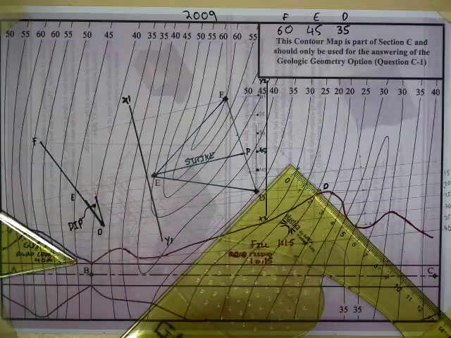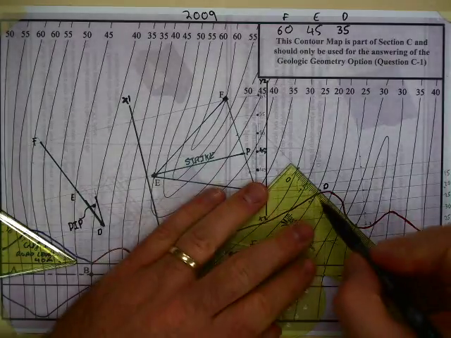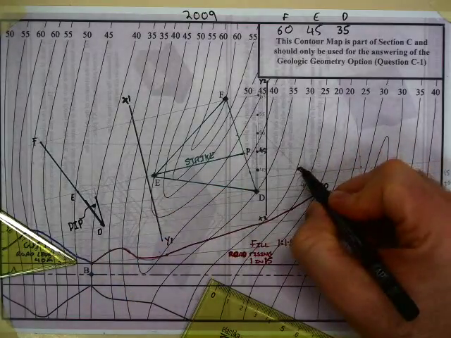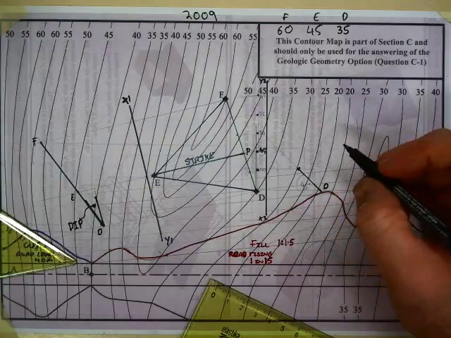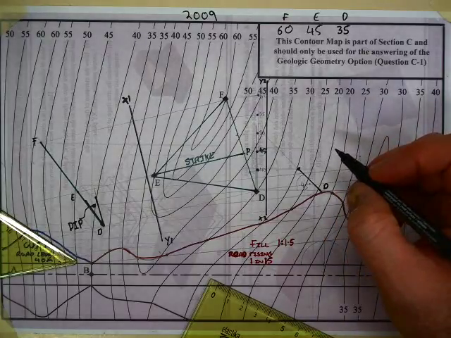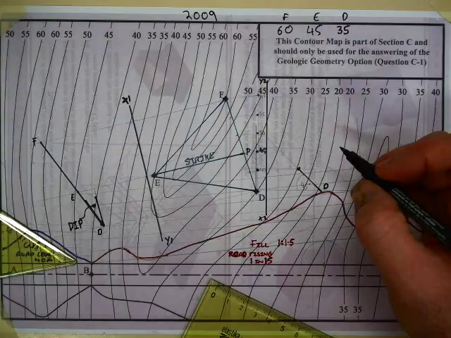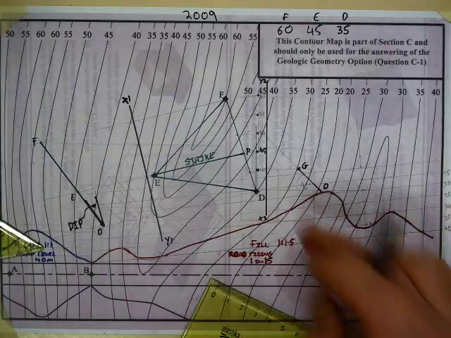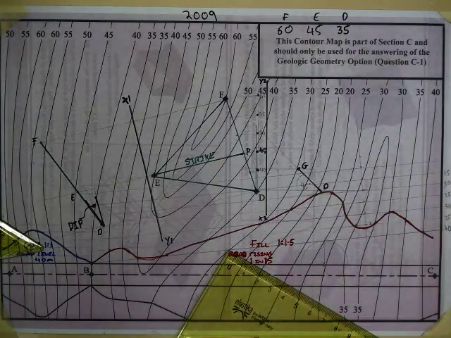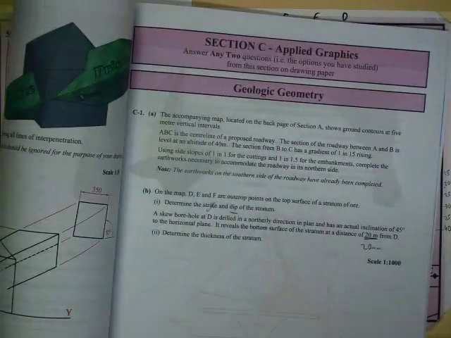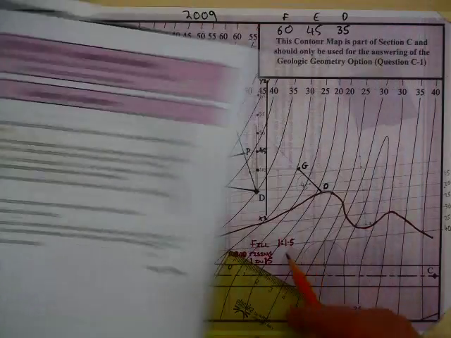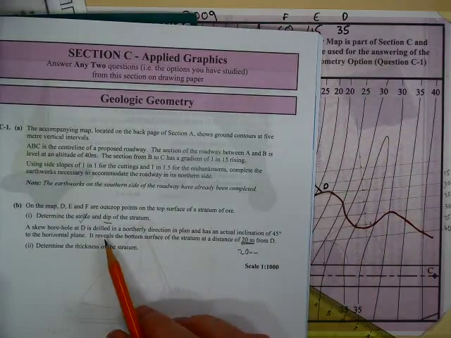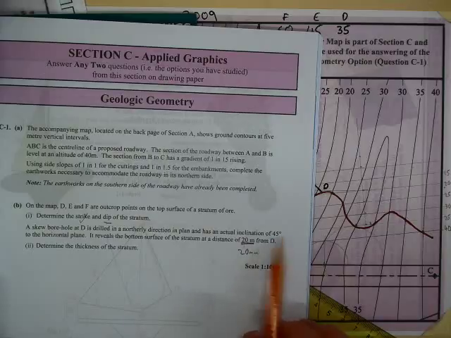Now this is our important point here, right? Can't call it P because we've already called it P. So call it point G, right? Now, point G, if we read the question again: skew borehole is drilled at D in a northerly direction. So I drew it straight up there, right? Because I knew it was drilled in a northerly direction. It has an actual inclination of 45 degrees to the horizontal plane.